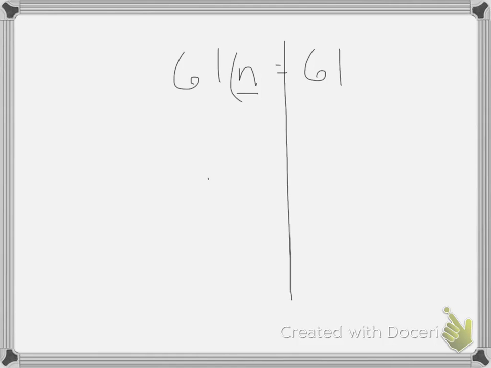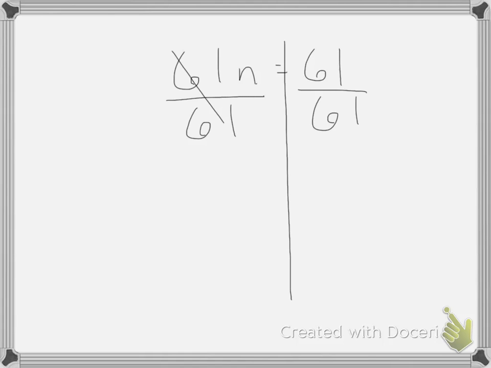Well, you could ask yourself in your head, what would I have to times that number by 61 and still stay a 61? Well, n would have to be 1, and if you remember, we already knew that. But you don't have to think that hard. The relationship between the 61 and the n is multiplication. To undo that, we use the opposite operation to both sides. You divide.